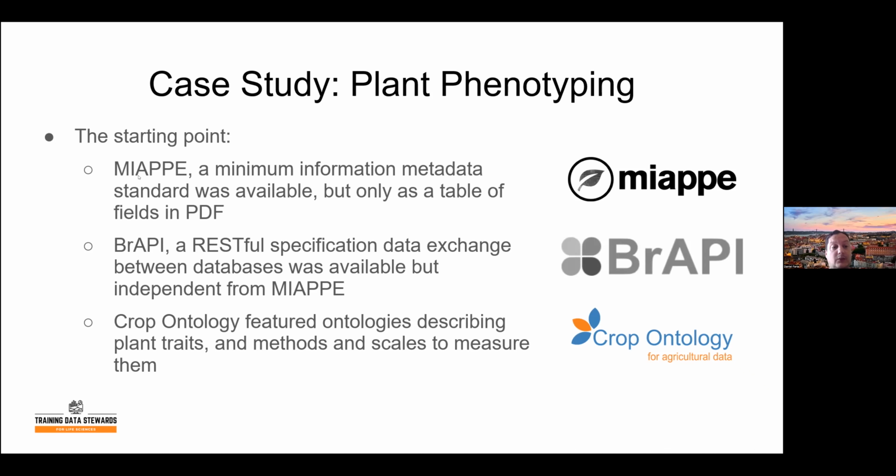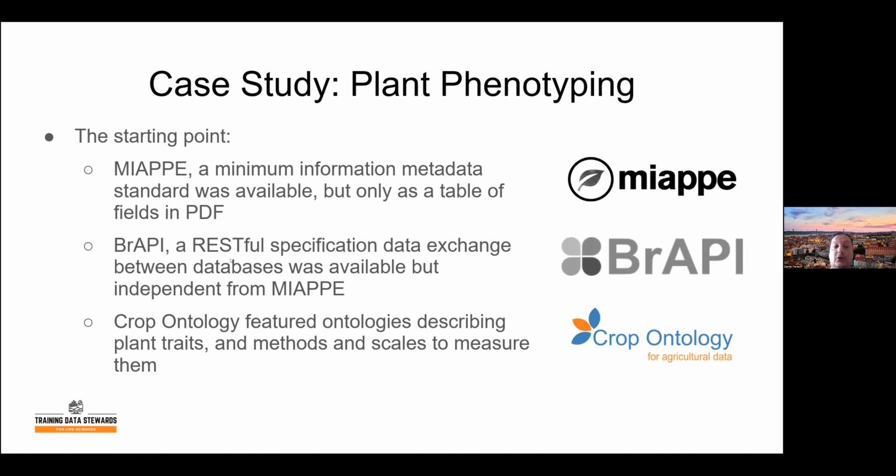And the experiments themselves are very varied in terms of the range of things that are done. So there was already, when we started working on this, a minimum information standard called MIAPPE, minimum information about plant phenotyping experiments, but it was, as many still are in the current days, only available as a table of fields in PDF.